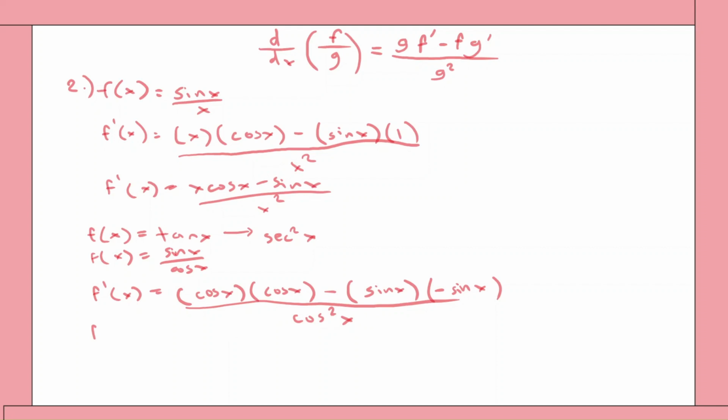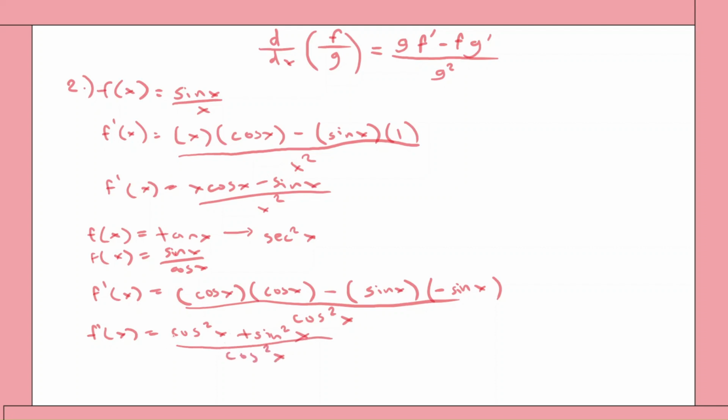So now let's just simplify some things out. So this would be cosine of x times cosine of x, that's cosine squared of x. And then if we notice, this is a sine of x, this is a sine of x, so sine squared of x. There's also a negative here, though, so a negative by a negative will just give you a positive. So this would be a plus sine squared of x, and this is all again over cosine squared of x.